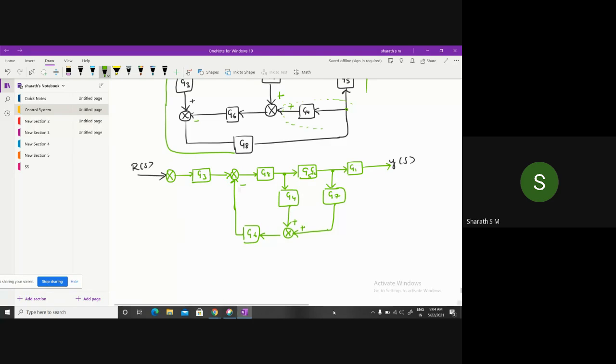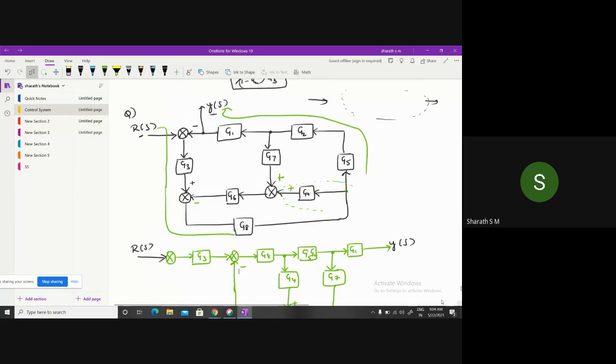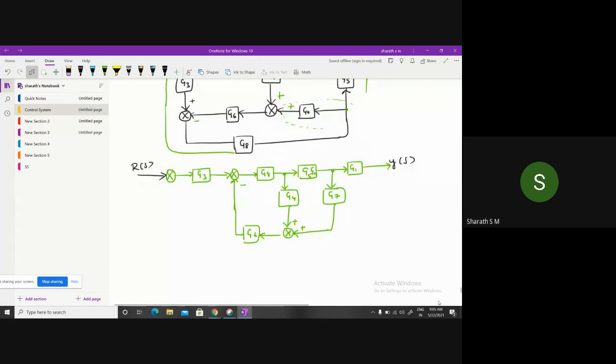Afterwards, just look at here. In between Y of S and R of S, this is Y of S and this is R of S summation point. Here we have one more line. From Y of S, it is going to end up across the summation point of R of S. So this is how we can write down the given block diagram. We have just altered it according to our requirement.